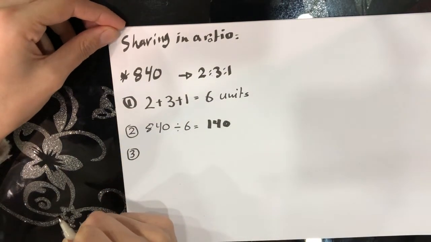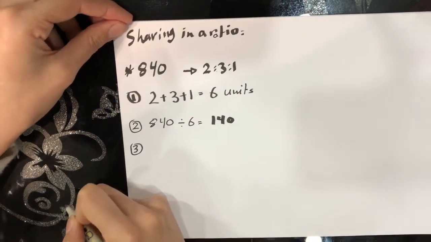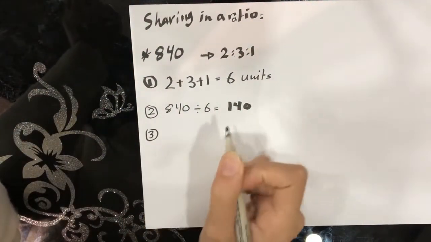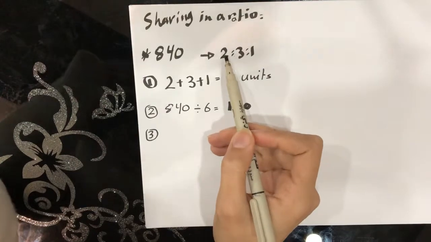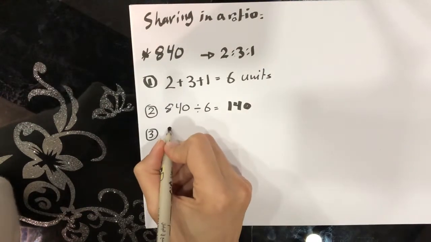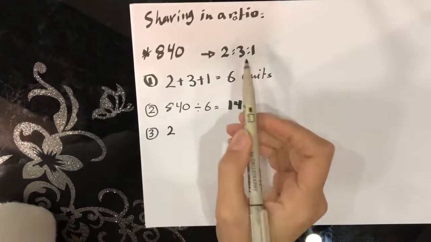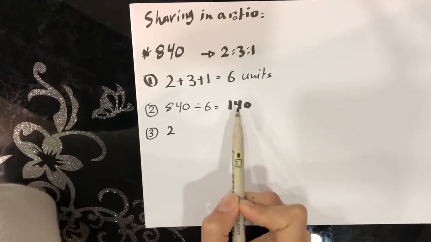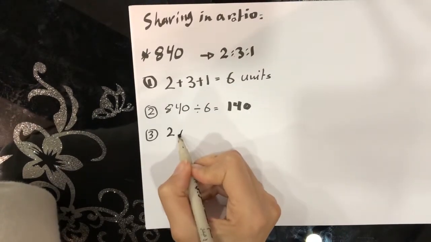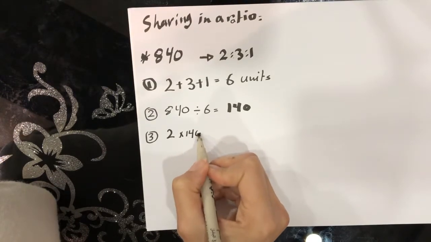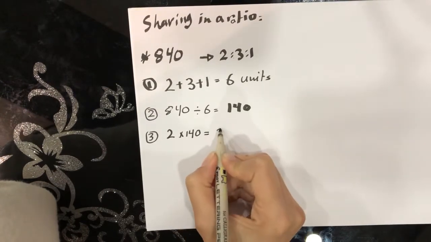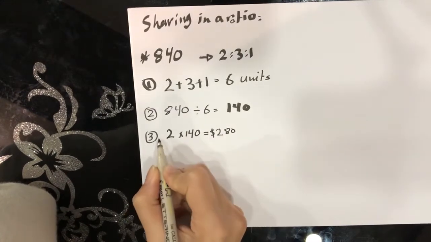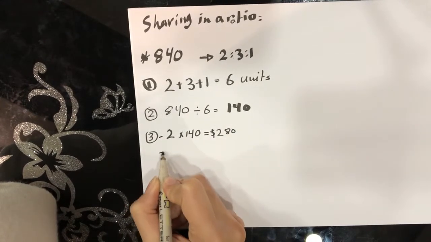So the third step depends on your question, or it depends on your given ratios. Now for the first person who will get 2 parts or 2 units, each unit is 140, so you can say 140 plus 140 or 2 times 140. You will get $280. This is for the first person.